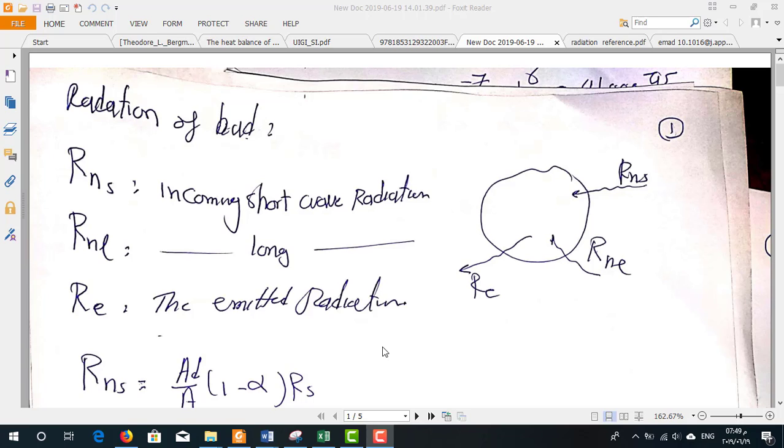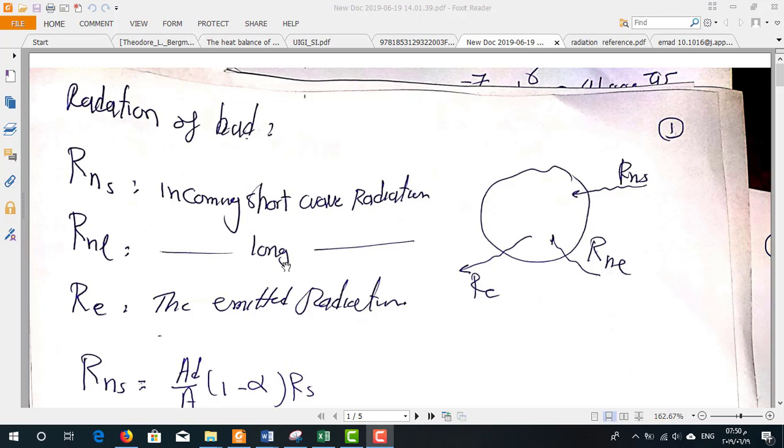In this video, I will teach you the radiation, convection and latent heat that result from a bud, and we consider the bud as a sphere. Firstly, for radiation of the bud, there are three types of radiation: incoming shortwave radiation, RNS, that is incoming from the air to the sphere. It is incoming.